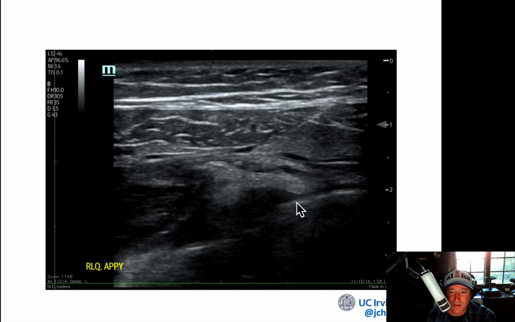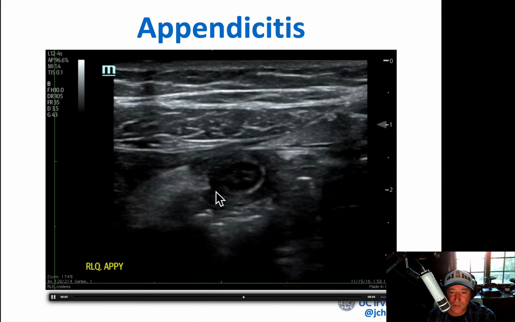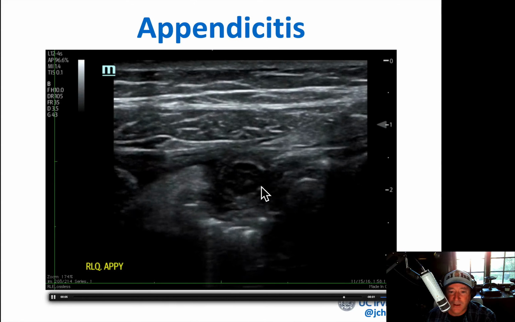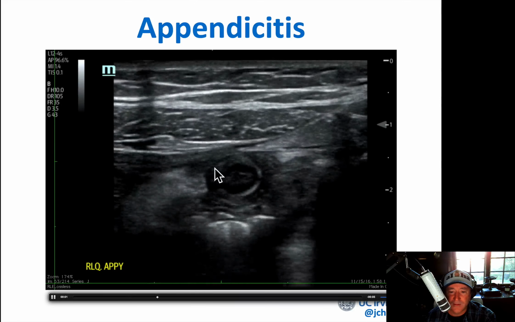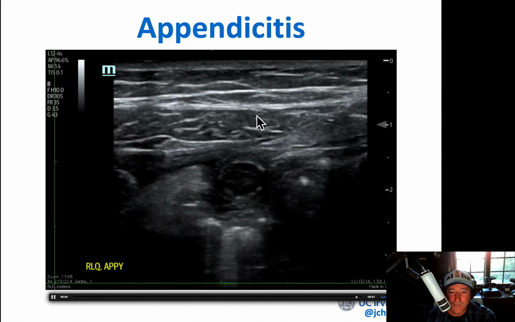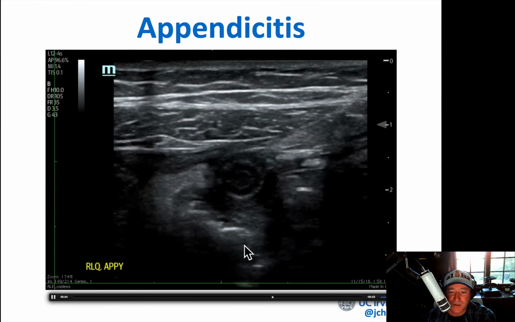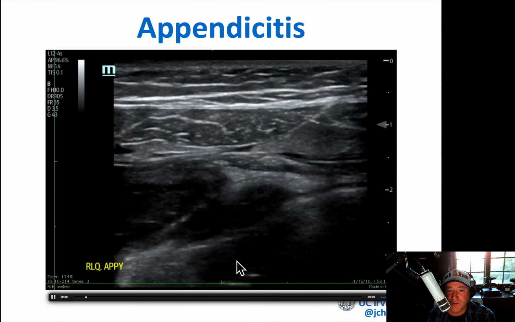And let's see what we got here. This is looking like, here's this non-compressible tubular structure right here. And you could see, there you go, pretty obvious. Here's your abdominal oblique up here. And I'm hoping to see some psoas around here. I'm not seeing it. They had to push a little harder.